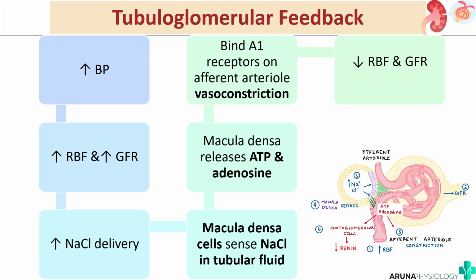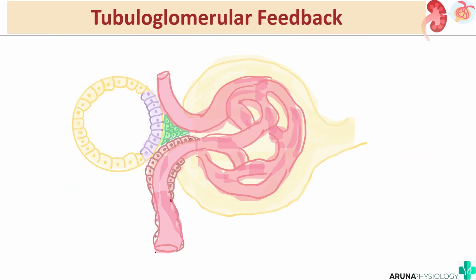Now this was a scenario in which there is increased BP. What if there is a decreased BP? Then how will the RBF and GFR be maintained? For that also we have a mechanism. So suppose there is a decreased renal blood flow. Suppose there was a volume loss and there is a BP fall and there is a decreased renal blood flow.